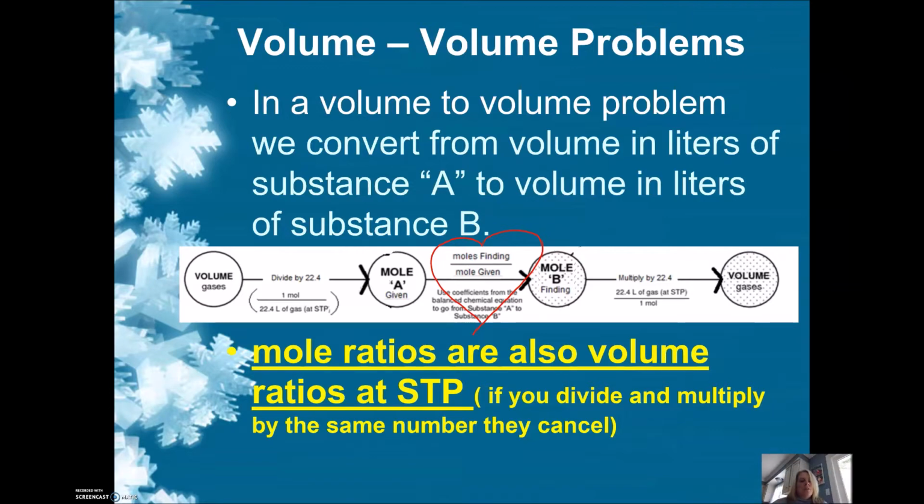Now, what's really interesting about that, right? If we divide by 22.4 and then we multiply by 22.4, they kind of cancel each other out. It's really kind of just multiplying by 1. So in fact, we can treat these mole ratios as volume ratios because really they just cancel. So really all you got to do is the heart, just like a mole to mole problem. But you know what? Don't take my word for it. Let me prove it to you.